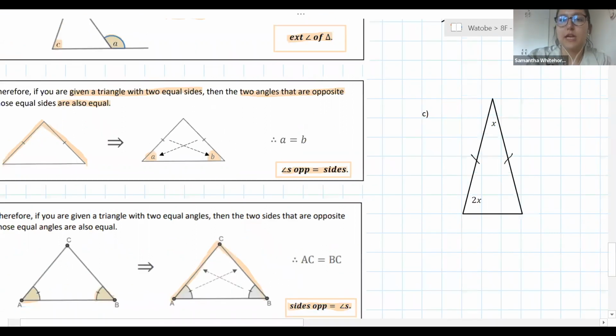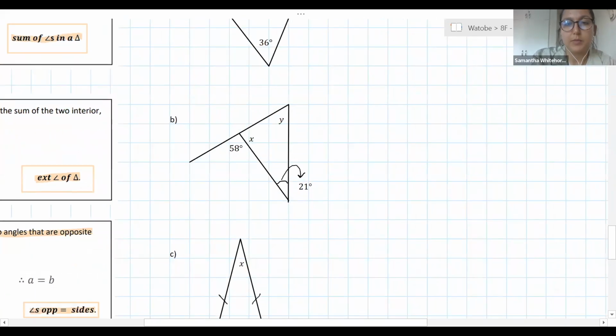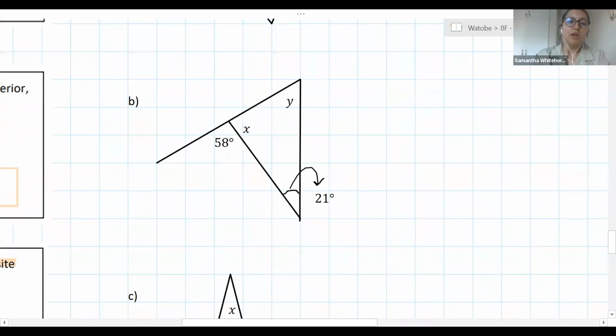Right, so let's try a question before we end off, and I think I'm going to pick question B. So question B, we've got X and Y that we want to find. I've given you the small little angle at the bottom there of 21. And I've given you the exterior angle outside there of 58 degrees. So you can start anywhere.